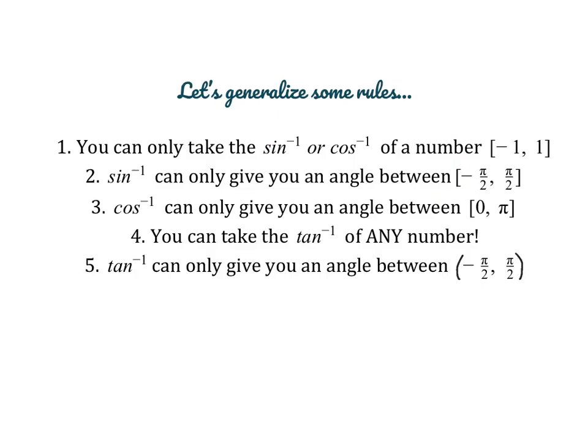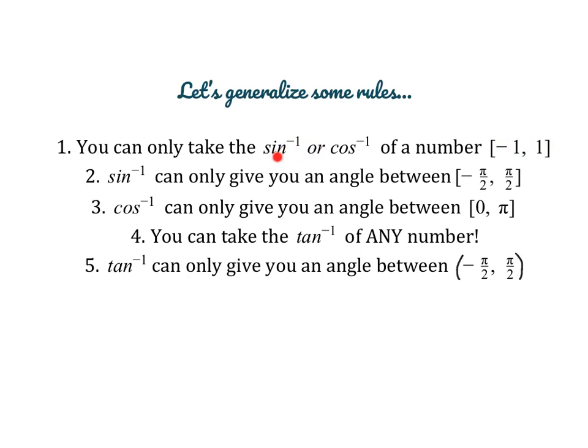Okay, so now that we have graphed our inverse functions and we understand that the domains and ranges are restricted for them, let's generalize some rules. How does this affect us when we are using these inverse functions? So the first rule is you can only take arc cosine or arc sine of a number that's between negative 1 and positive 1. Remember, this is the domain of these functions, so it's our input. So you can only input a number between negative 1 and positive 1.